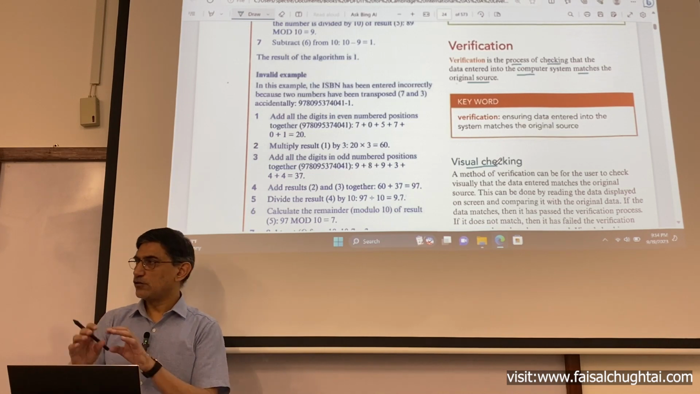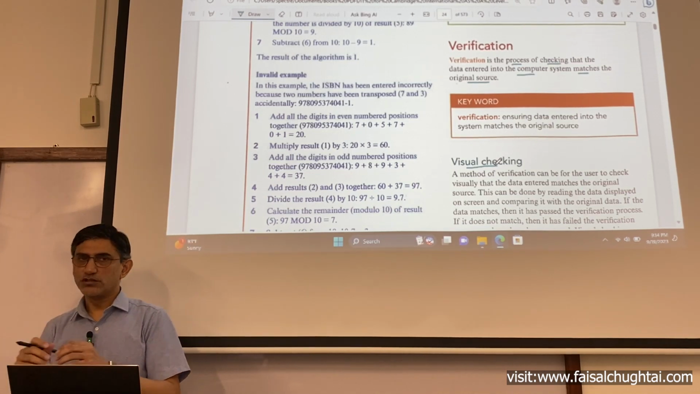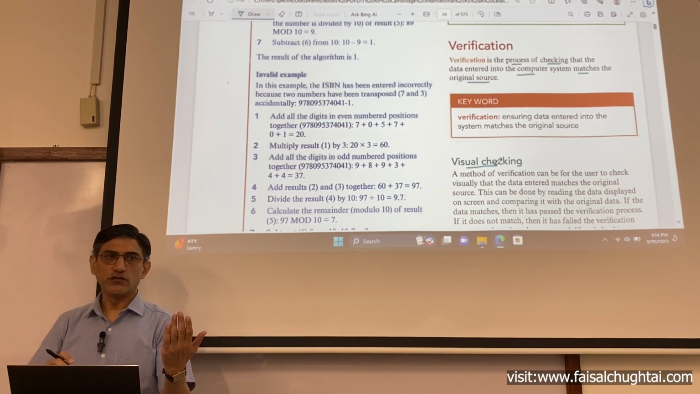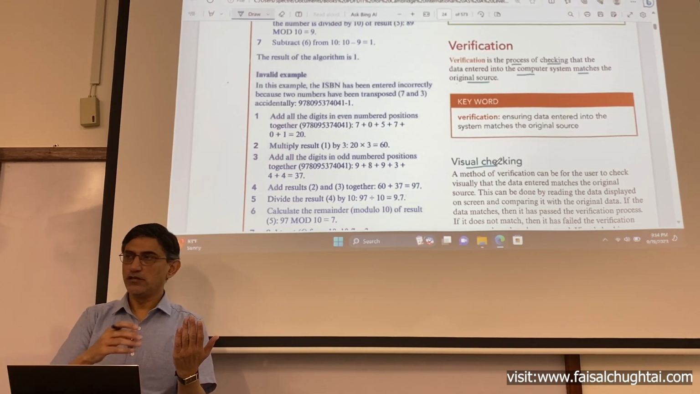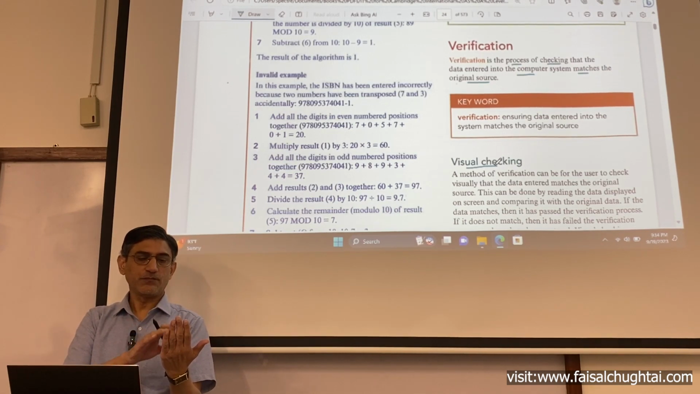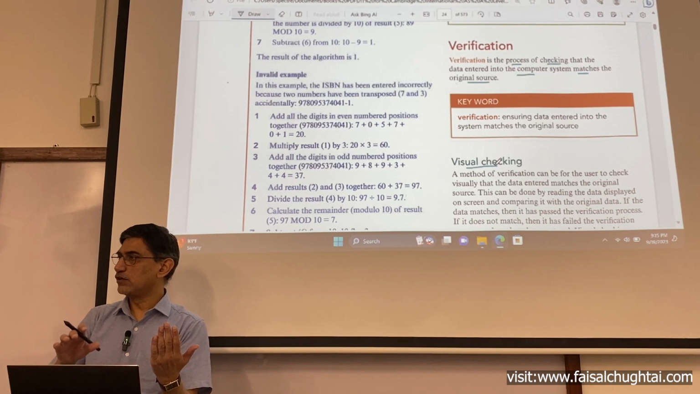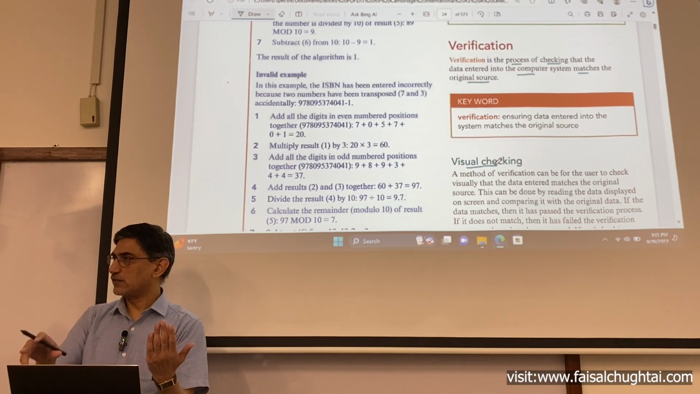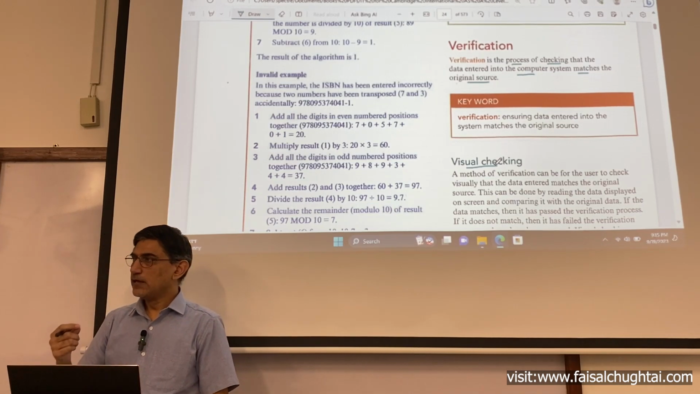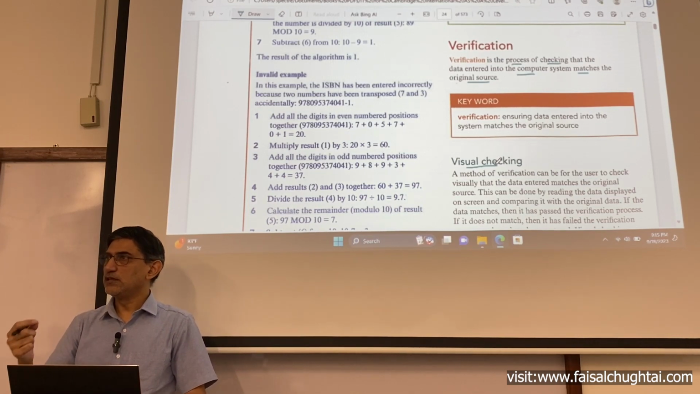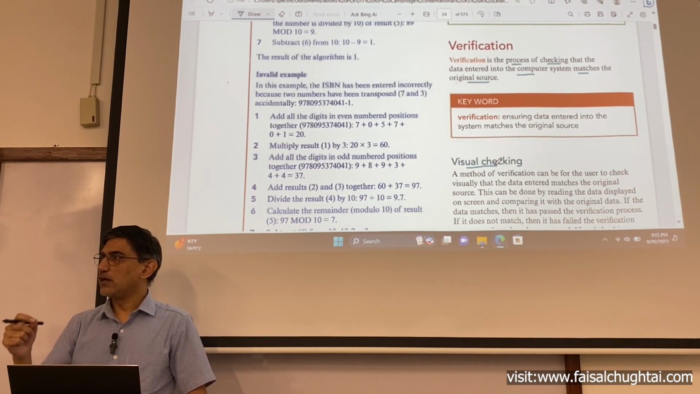You might have been in a situation where you are typing something into the computer by looking at something which is written or printed on a piece of paper, copying it to the computer. You make sure that whatever is on the paper has been accurately typed into the computer. You just cross check visually to make sure that it is exactly the same. So this is one of the simplest methods of data verification, making sure that whatever is there on the source document has been typed exactly accurately into the computer as well.